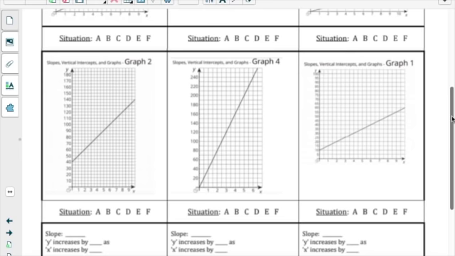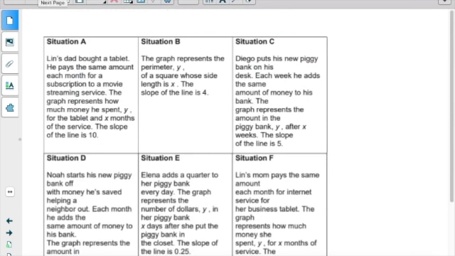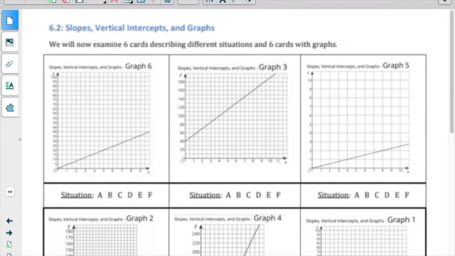Okay, so let's take a look at our situations. So situation A, Lynn's dad bought a tablet. He pays the same amount each month for a subscription to a movie streaming service. The graph represents how much money he spent, Y, for the tablet and X months of the service. The slope of the line is 10. So let's look back at our graphs and let's see if we can figure out which graph represents that situation.